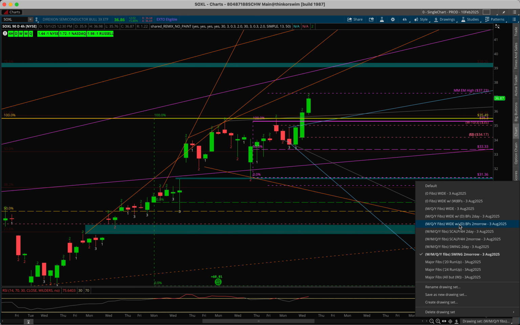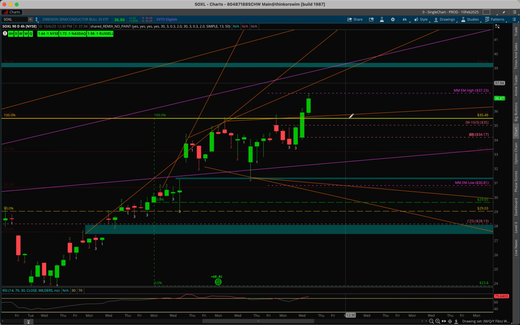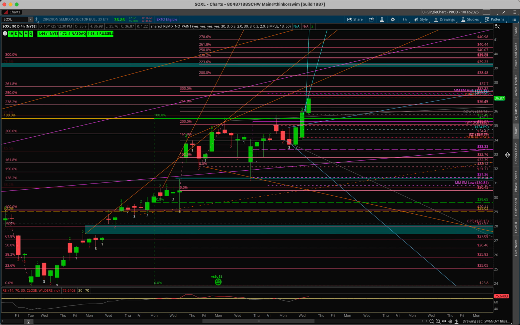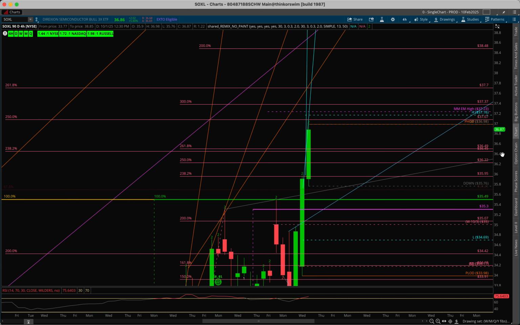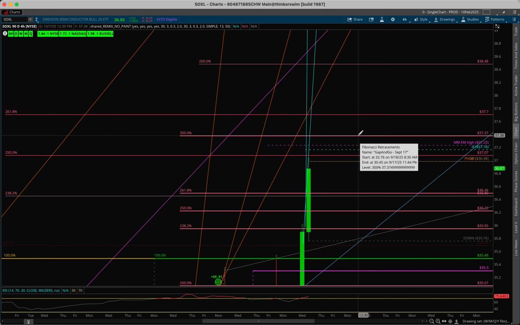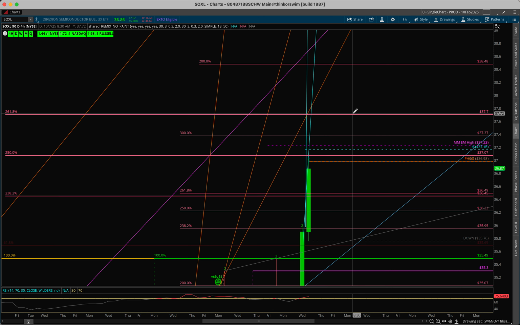We want to switch back to our scalping chart real quick so we can zoom in. And we can see just above the market maker's expected move high, we've got this 37.37, which is the 300 fib extension of the September 17th gap and go. Those fib extensions have really come into play over the last week and a half. So first target would be that 37.37. Then we're looking for 37.70 and 38.48.